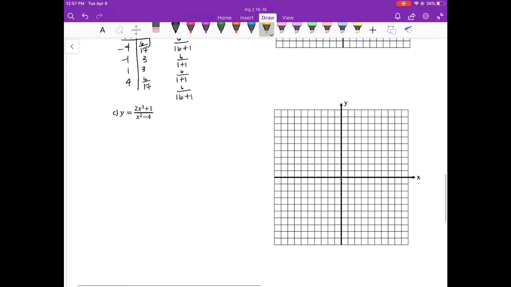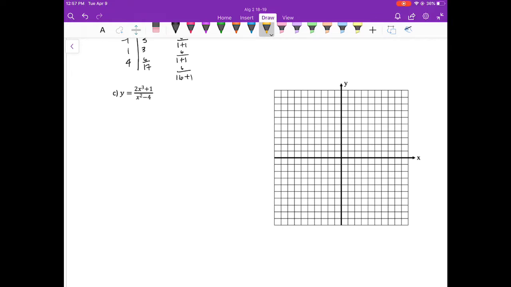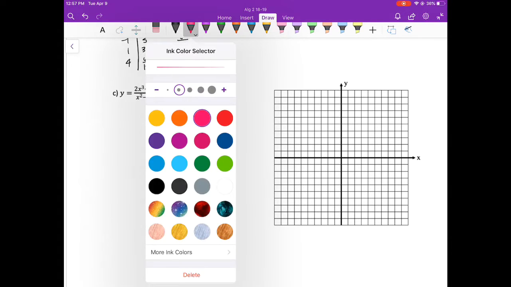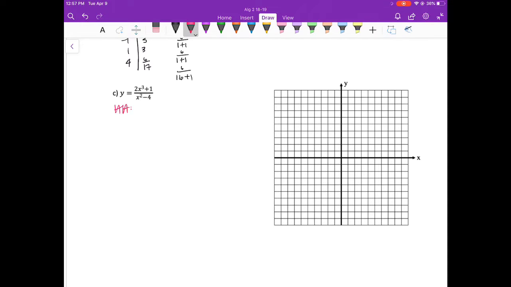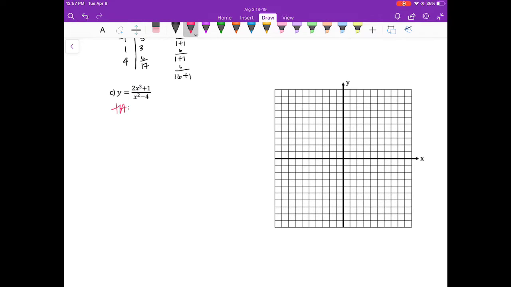Okay, and finally, moving on to example C, y equals 2x cubed plus 1 over x squared minus 4. First thing we want to consider would be our asymptotes. Well, as we think about our horizontal asymptote, remember we consider our degrees. Our degree on top is 3, and our degree on bottom is only 2. When the degree on top is greater than the degree on bottom, you have no horizontal asymptote. Again, cool, but not necessarily easy in helping us graph.